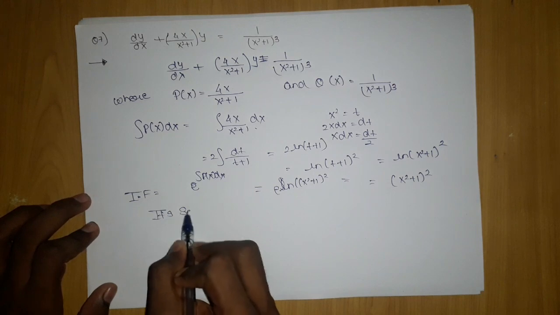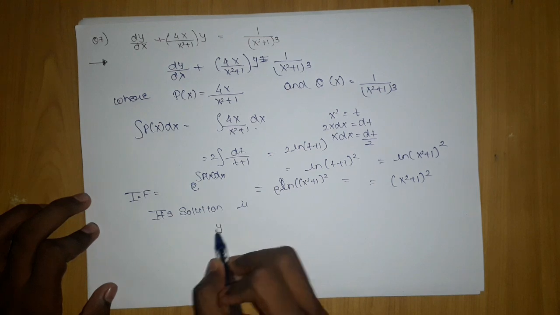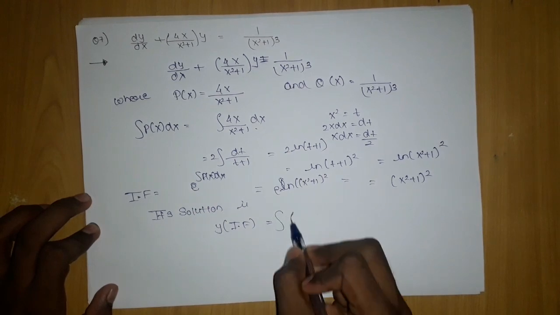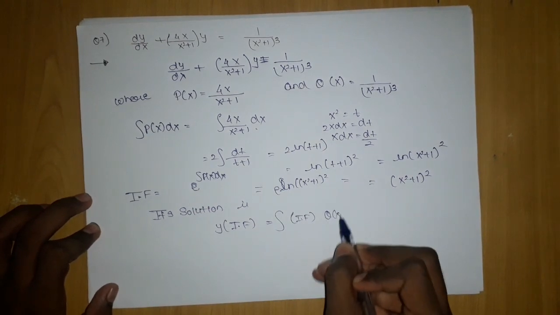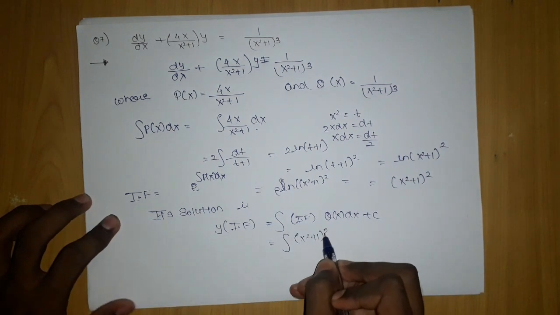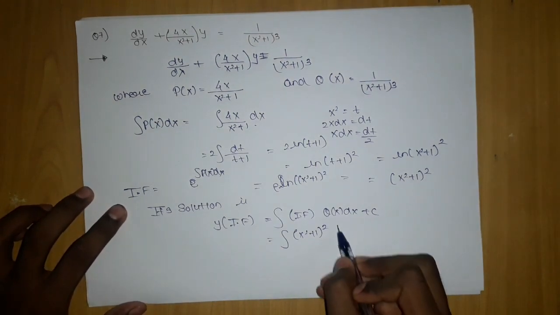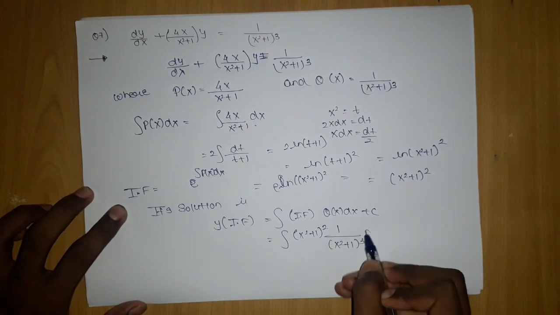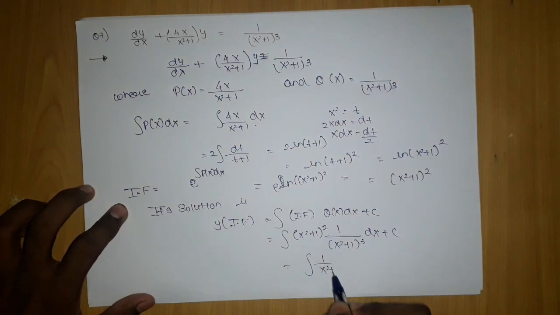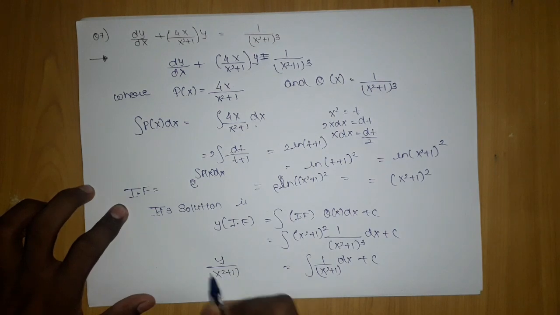Its solution is what? Solution is given by what? Y into integrating factor, dependent variable into integrating factor, equals bracket integrating factor into q of x dx plus c, where integral x square plus 1 the whole square into q of x. Q of x is what? Q of x is nothing but 1 by x square plus 1 the whole cube into dx plus c. So this will get cancelled out, and you are left with 1 upon x square plus 1 into dx plus c, and here y into x square plus 1 the whole square.